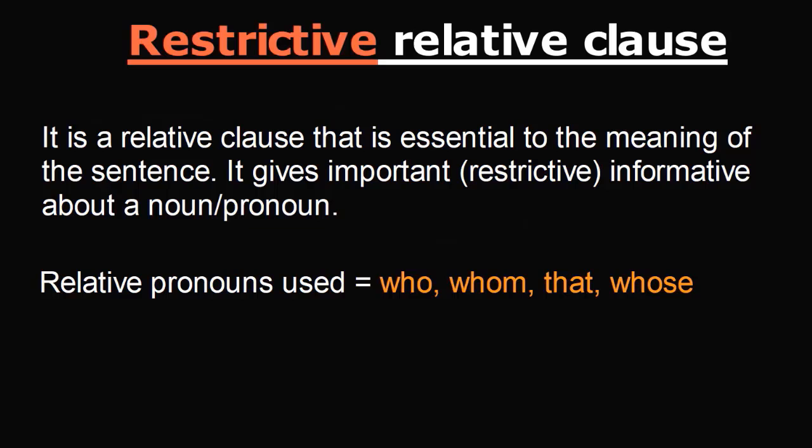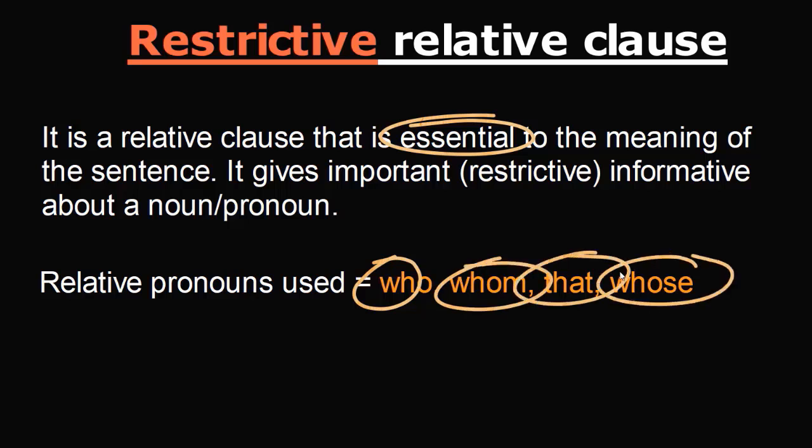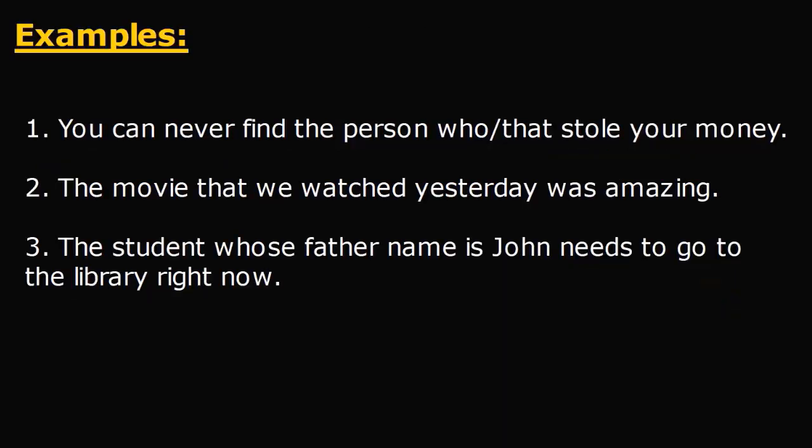It is a relative clause that gives restrictive, essential information about the noun it modifies, right? It is important for the meaning of the sentence. You cannot take it out of the sentence and have the same meaning, right? And that is why we call it restrictive. It restricts the meaning of the sentence, all right? And the pronouns that we use in a restrictive relative clause are who, whom, that, and whose. Leaving that, all the other pronouns can also be used in non-restrictive relative clauses. All right, we'll see some examples.